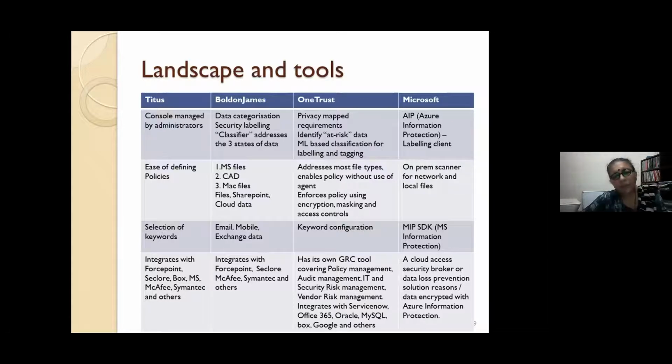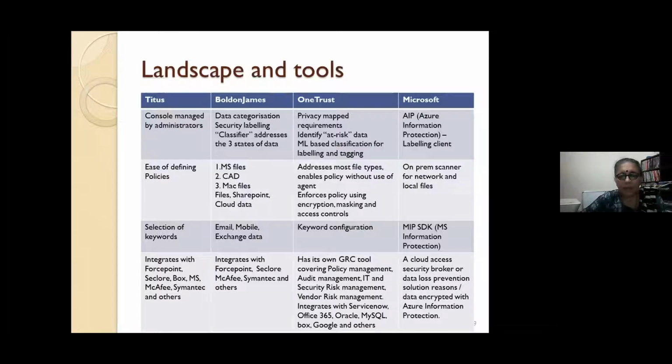So that is Titus. Now, if you come to Golden James, this has also been existing for a while. They are also marketing their product independently. They have a classifier as a concept which they have put in their product, where the security labeling can be done using the classifier module, and it also addresses the three states of data.